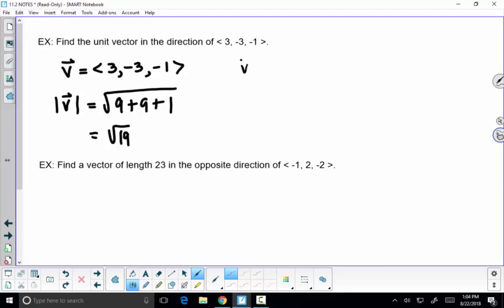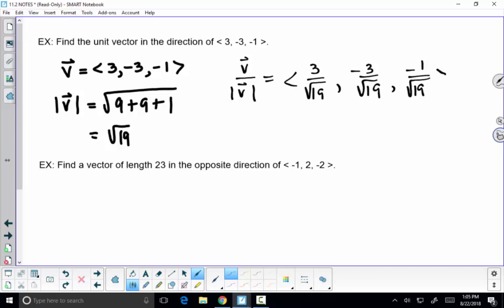Exactly. So we'll write that as v divided by the length of v, and that will be this vector right here, and we're golden. This is a unit vector, and to check that it's a unit vector, you can find this vector's length, at least do it mentally: square, square, square, add. So you get 9 over 19, 9 over 19, 1 over 19. 9 plus 9 plus 1 is 19 over 19. So it is a unit vector that points in the same direction.